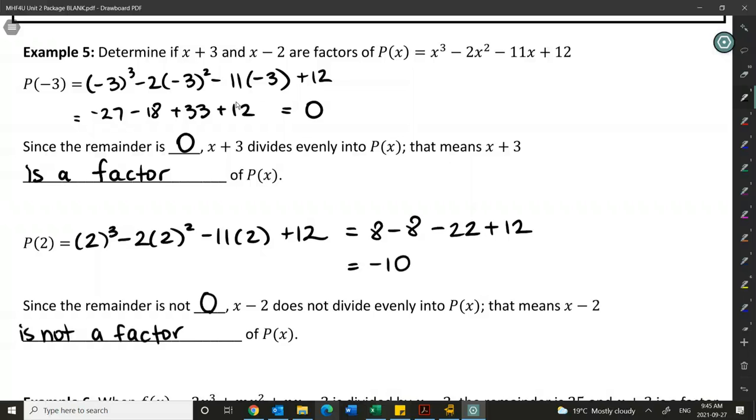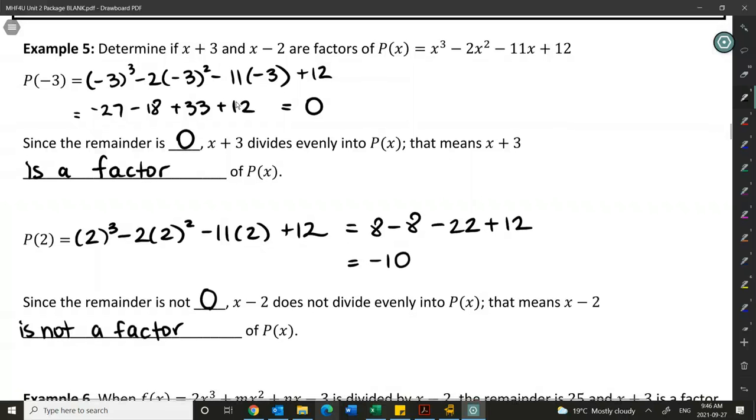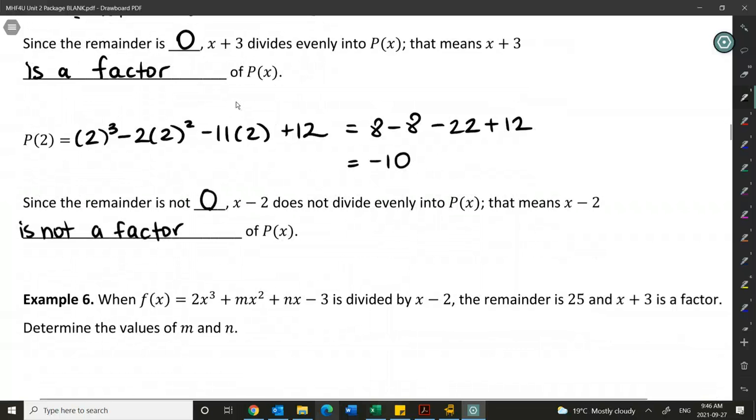So there is no x-intercept at positive 2 on this graph, but there is an x-intercept of negative 3 on this graph. Or sorry, there's no x-intercept of positive 2. I think I said negative 2. Okay, so remainder equals 0. That binomial must be a factor of the polynomial. That's the rule.